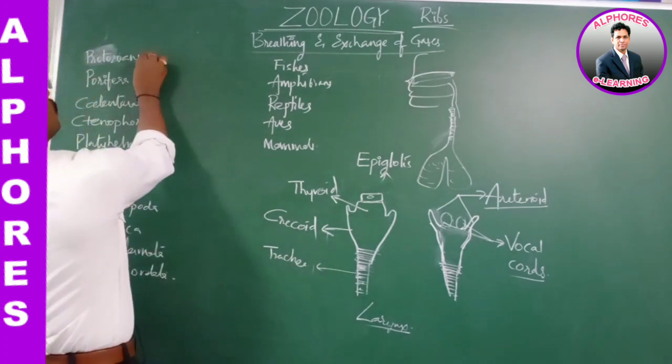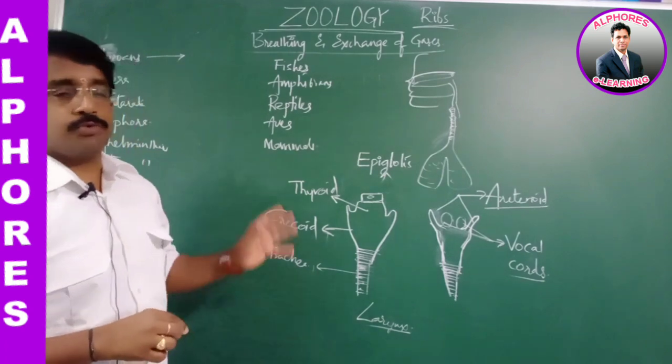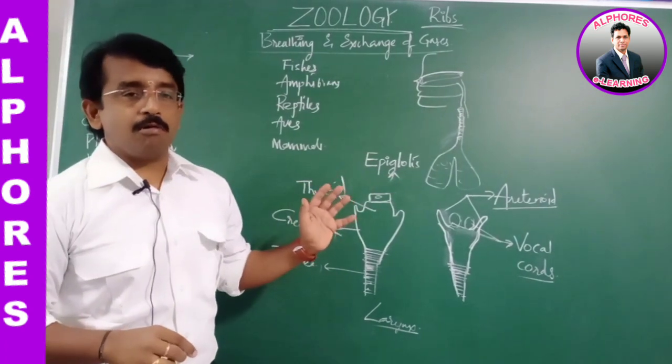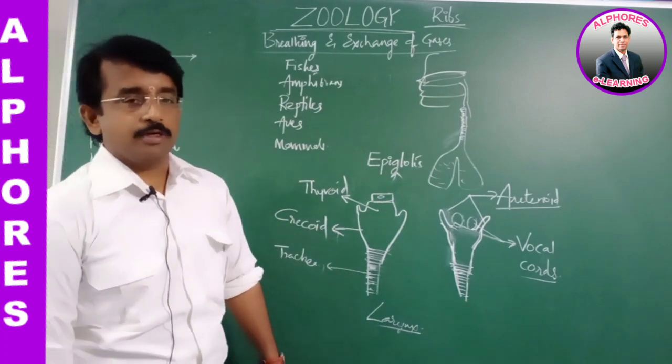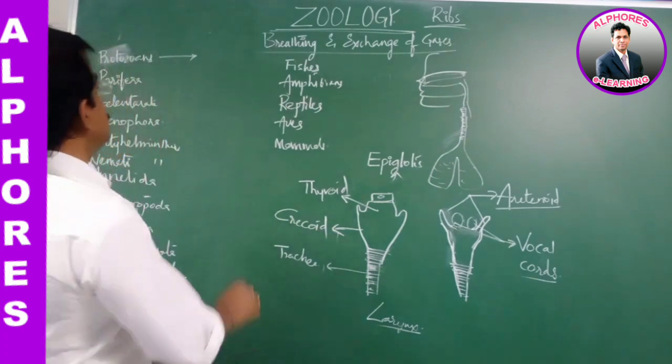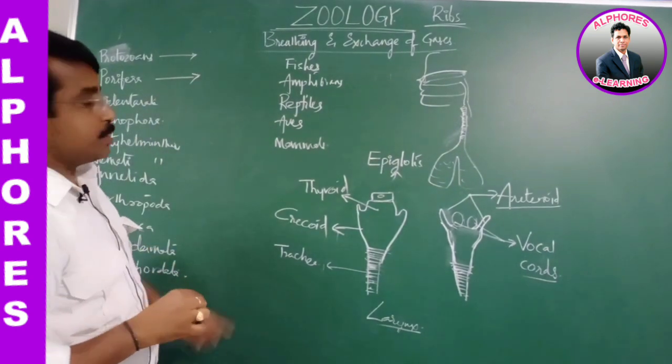So we have seen the case with the respiratory organs. We have seen so far the summary of the breathing and exchange of gases, how it influences human beings. Now we'll see the respiratory organs.